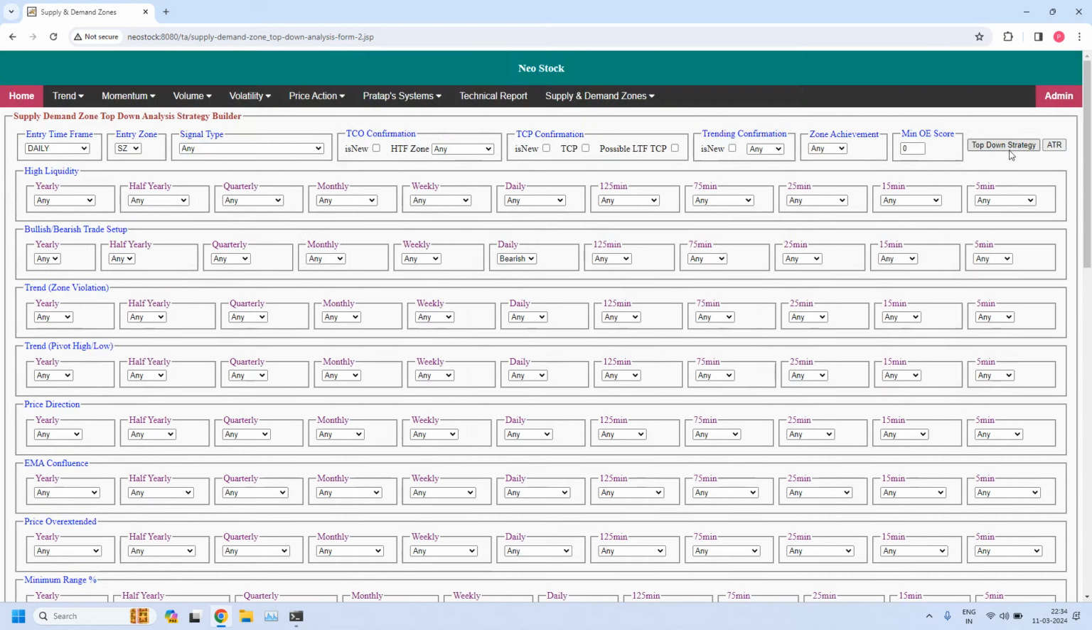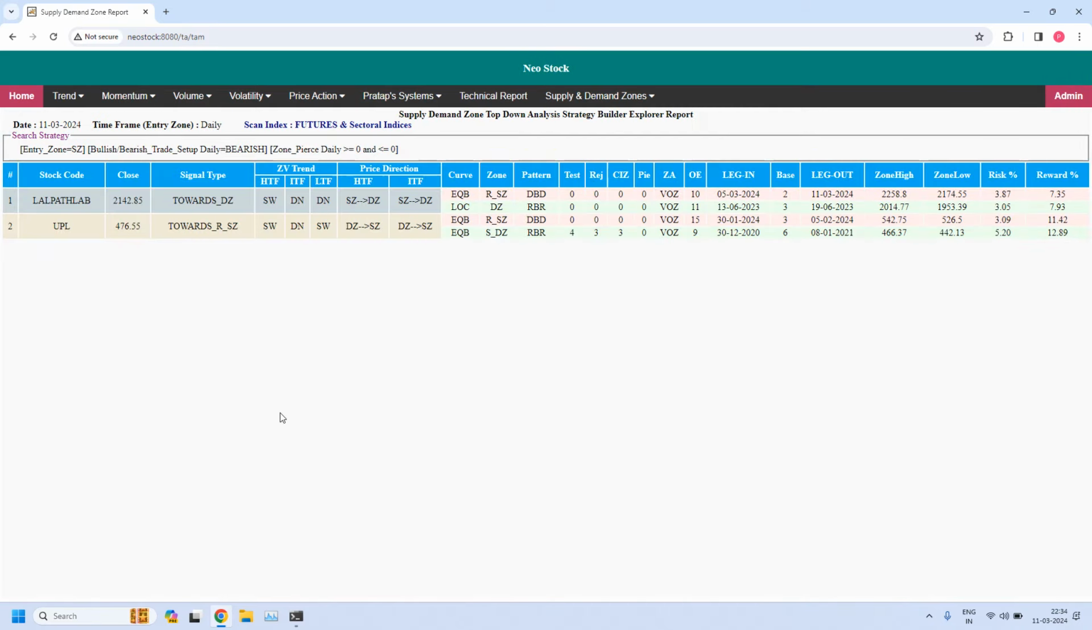Now let us filter the stocks. So 2 stocks are filtered now, which are supporting bearish trade setup. One is Lalpath Lab and another one is UPL.